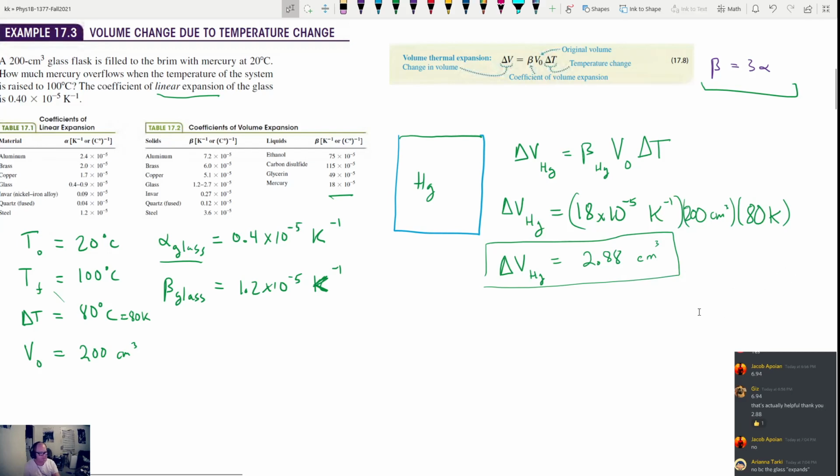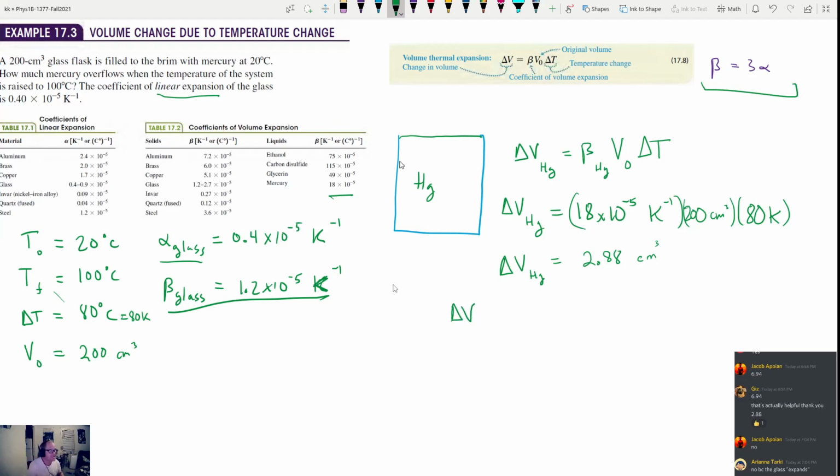Okay, so Ariana has the right answer. She says no, that this isn't the right answer because the glass is also going to expand. That's exactly right. So the glass expands too. We also need to take into account the glass expanding, and that should be pretty obvious from the fact that they give us this piece of information right here. It's the hint that's supposed to lead you to understand that, oh wait, the glass expands too.